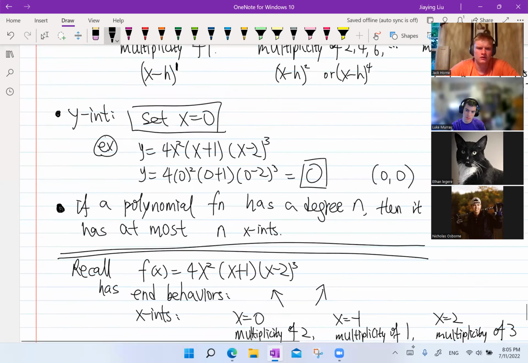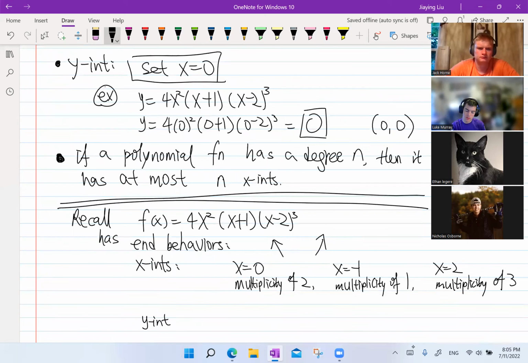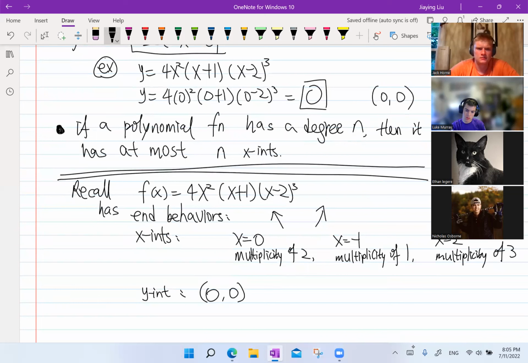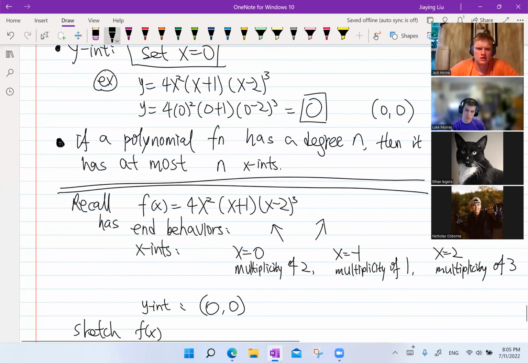And I just found out that the y-intercept is going to be (0, 0). With this information, we will be able to sketch a graph of this function. Now, before I do that, let me repeat how the graph will cross the x-axis at each of those x-intercepts. At x equals 0, because we have a multiplicity of 2, we are either going to look like a parabola touching the x-axis from above, or a parabola below the x-axis opening downwards. We don't know which it is. We can find it later.